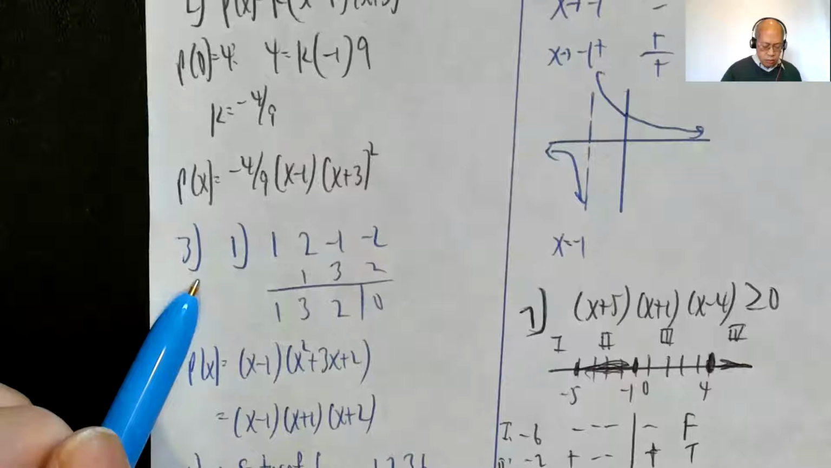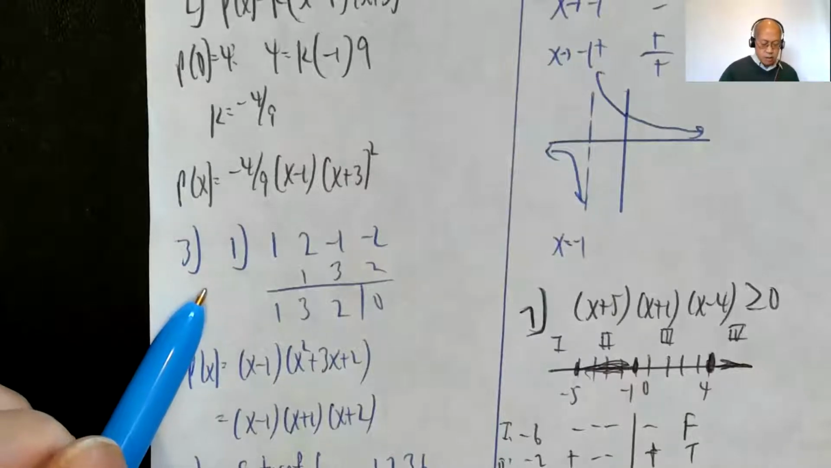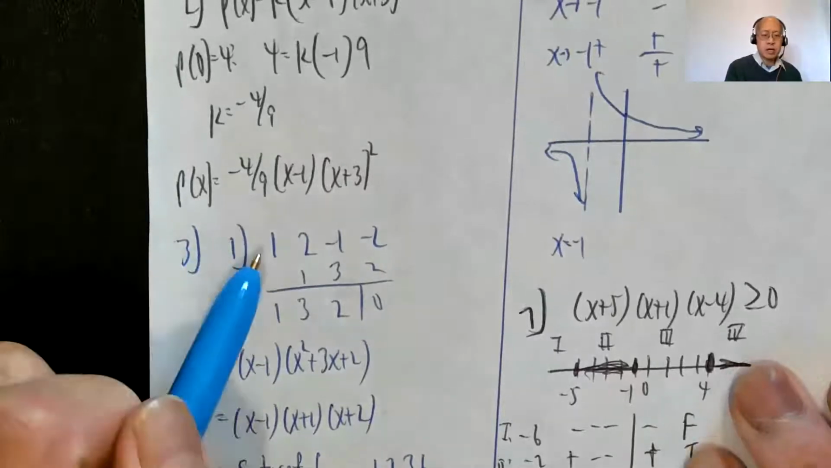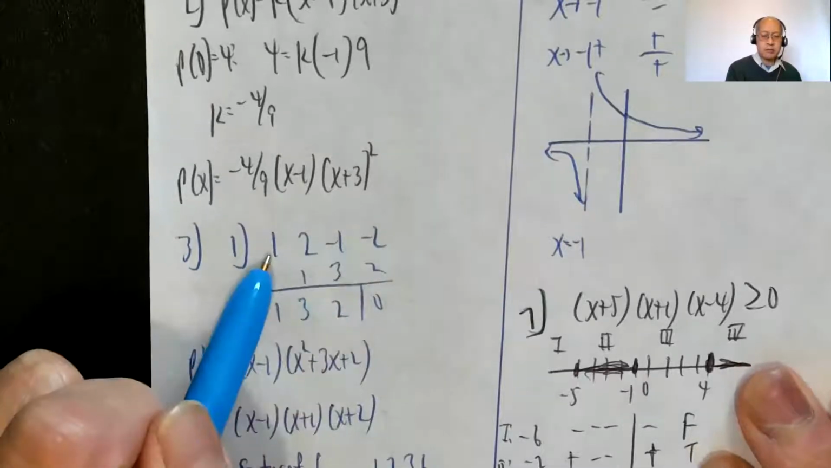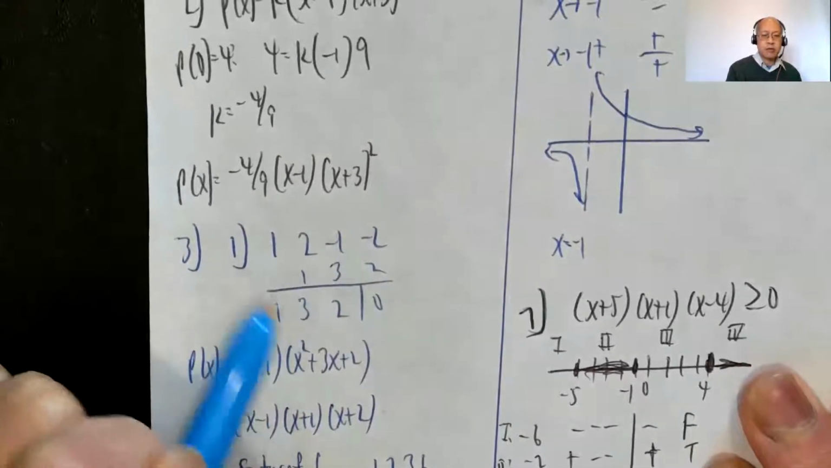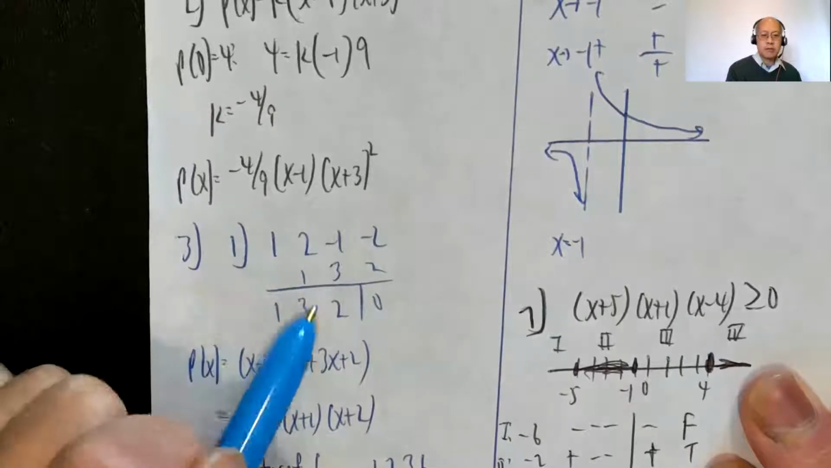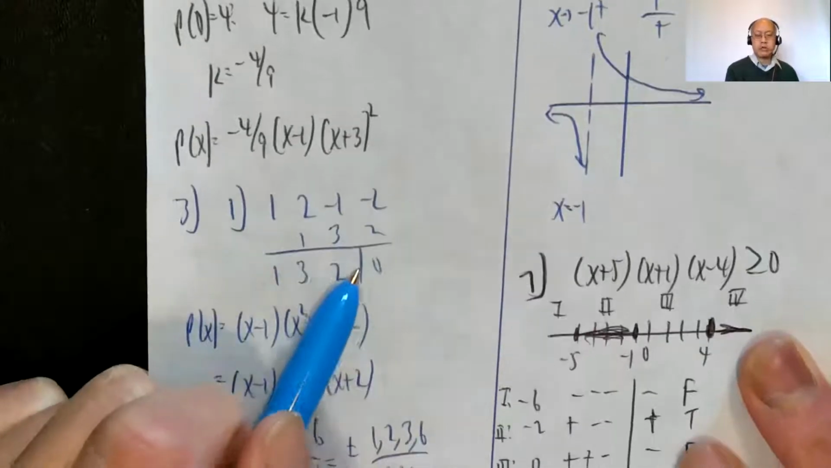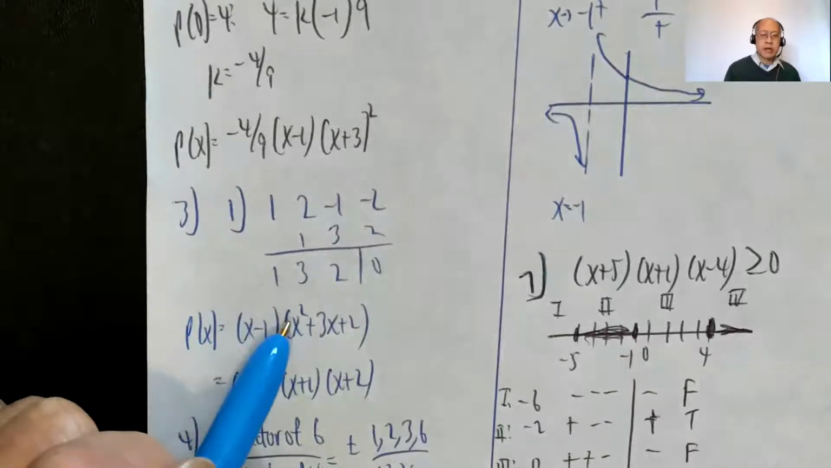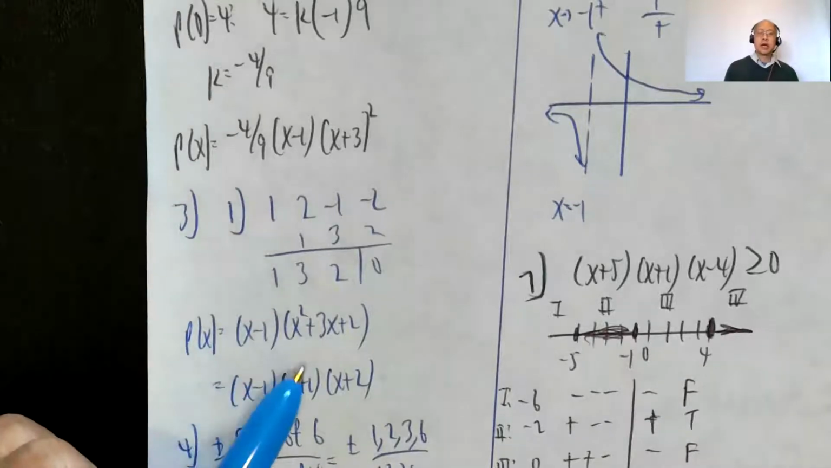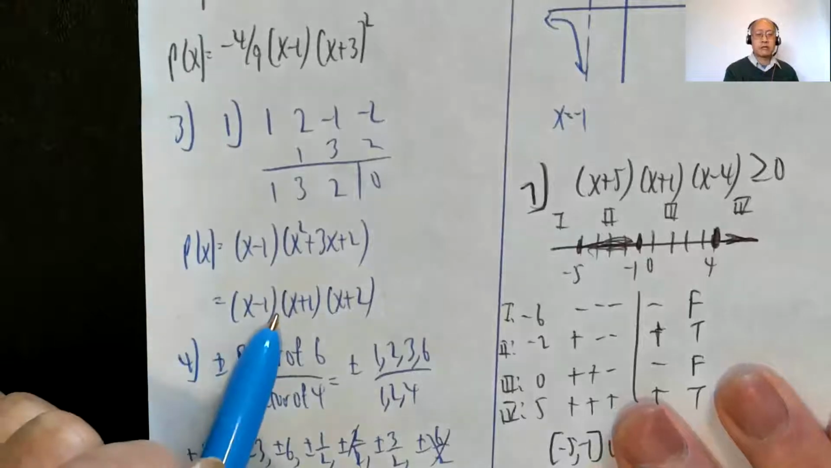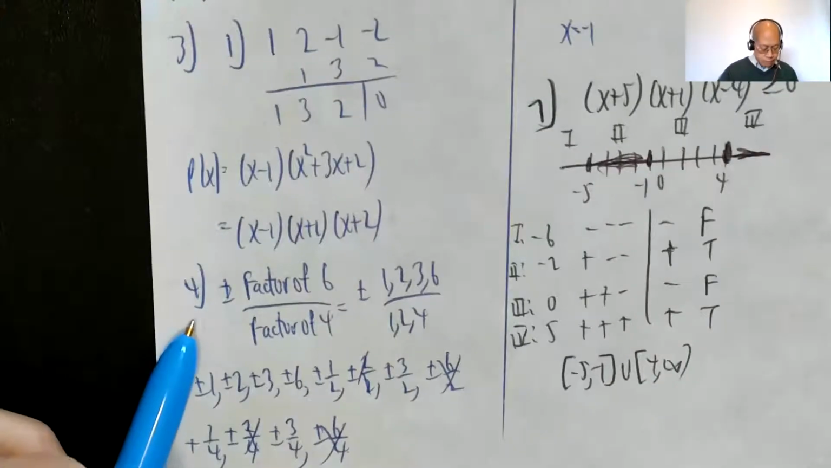Number 3, by inspection, 1 works. If you look at the original polynomial, it's pretty easy to tell that 1 works. So synthetic division: 1, 1, 2, -1, -2. 1 comes down. 1 times 1 is 1, add 3. 1 times 3 is 3, add 2. 1 times 2 is 2, add 0. Remainder is 0, as you would expect. So P of x is now (x minus 1) times (x squared plus 3x plus 2). And then I recognize this factors into the final answer of (x minus 1)(x plus 1)(x plus 2).